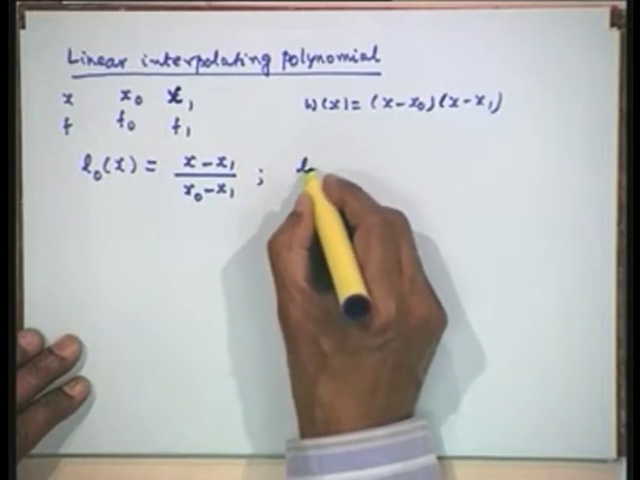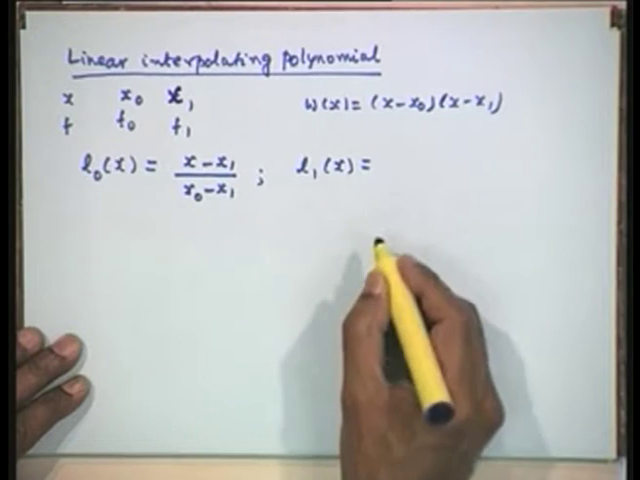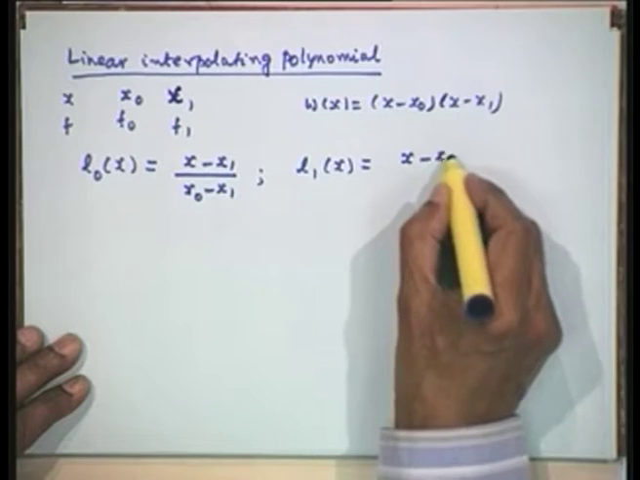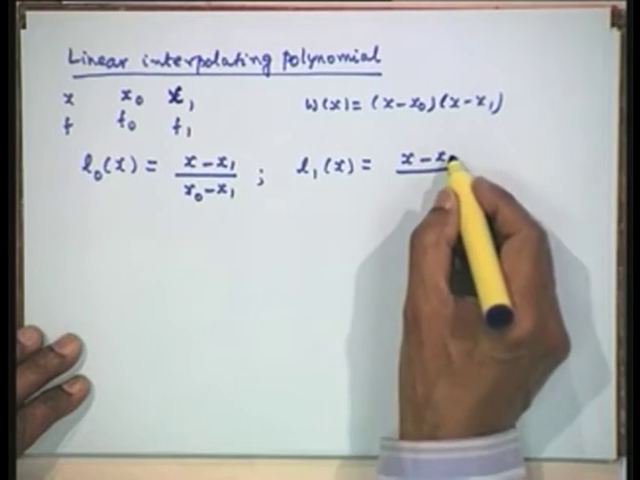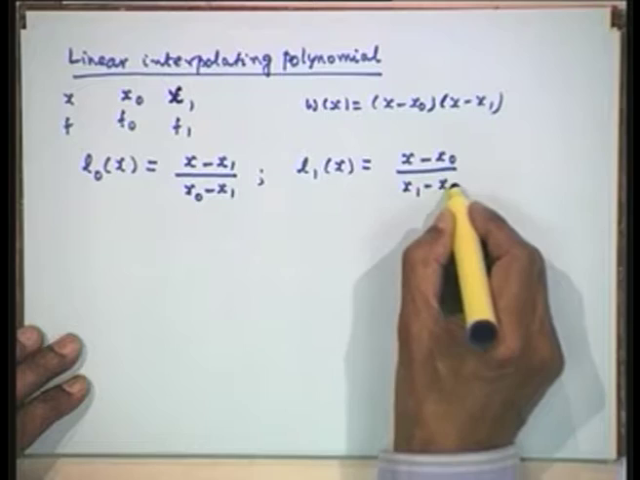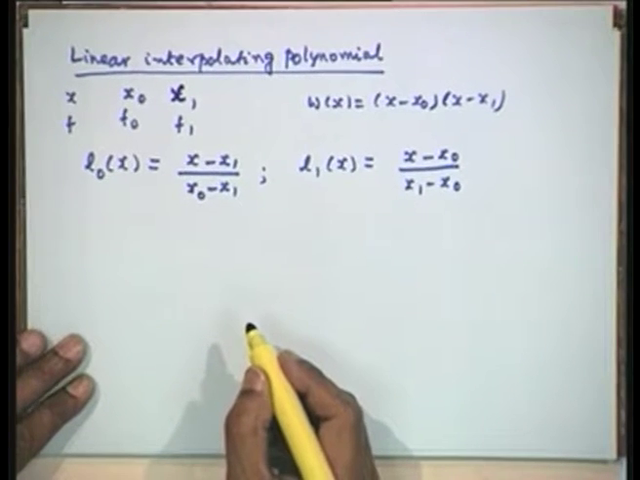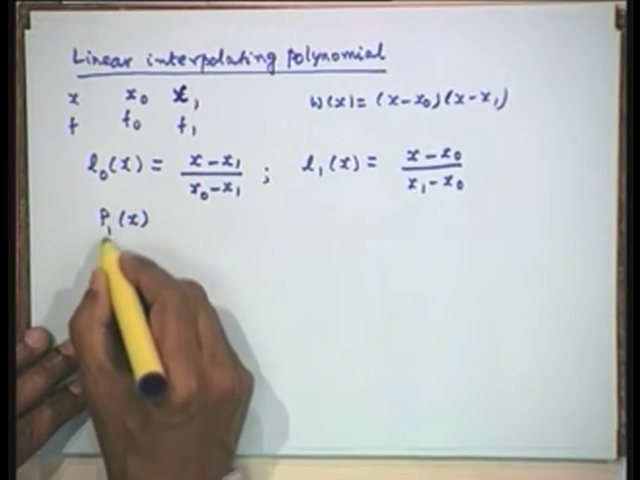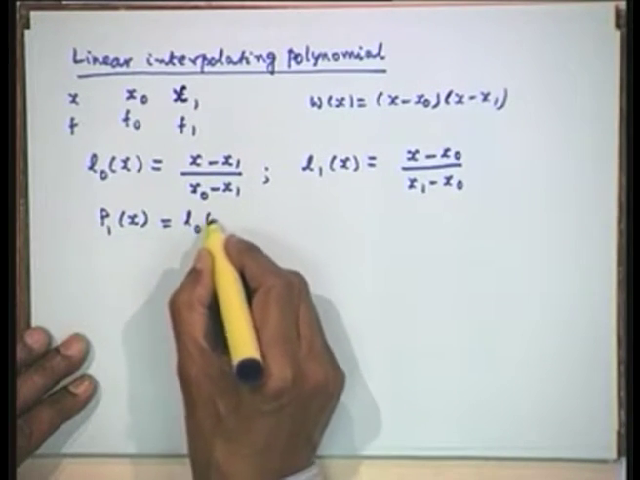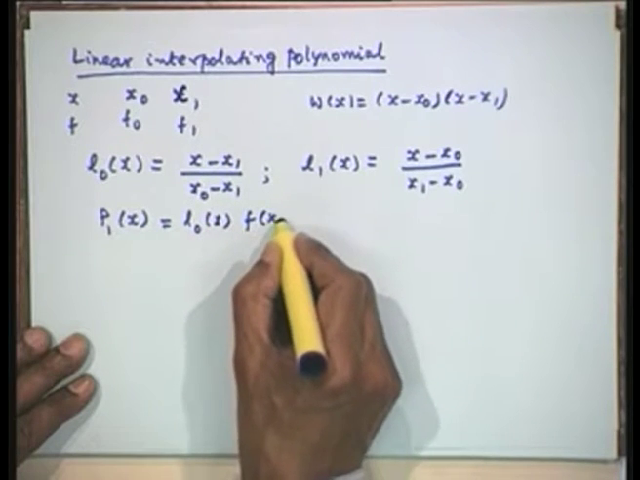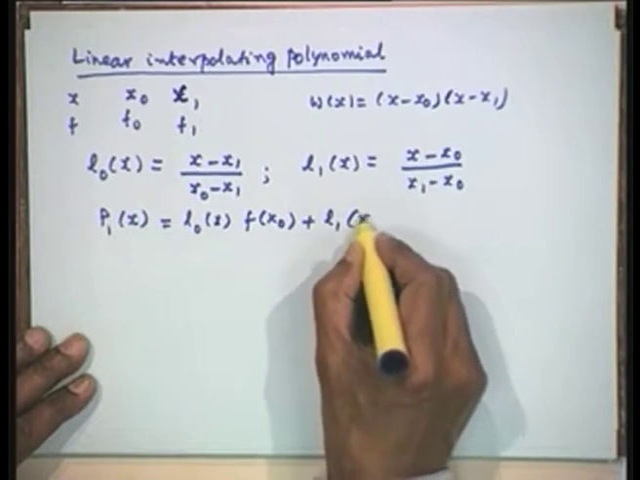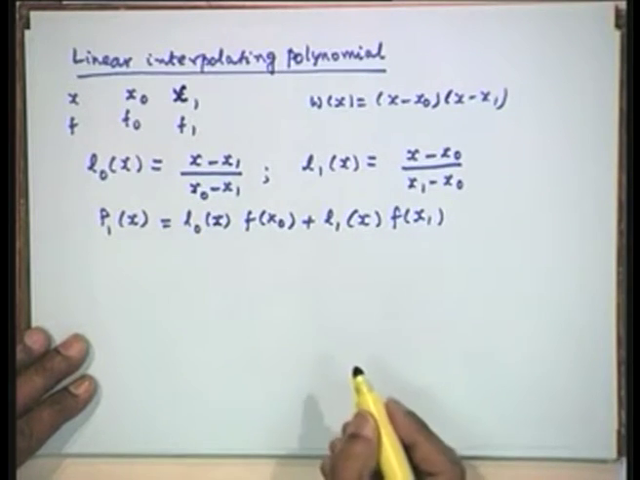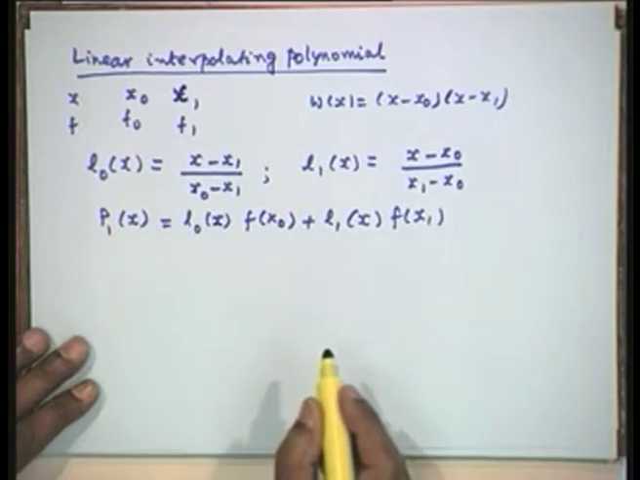Now, let us write down L1(x). Now, I must skip in the numerator x minus x1. So, what is left out is x minus x0. Evaluate it at x1 minus x0. Therefore, our polynomial of degree 1 will be L0(x) times f of x0 plus L1(x) times f at x1. This will be the required polynomial.